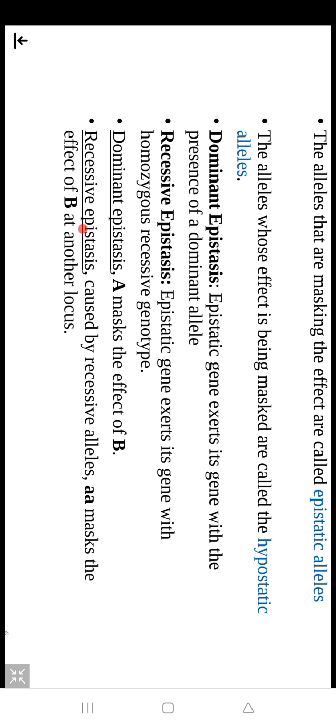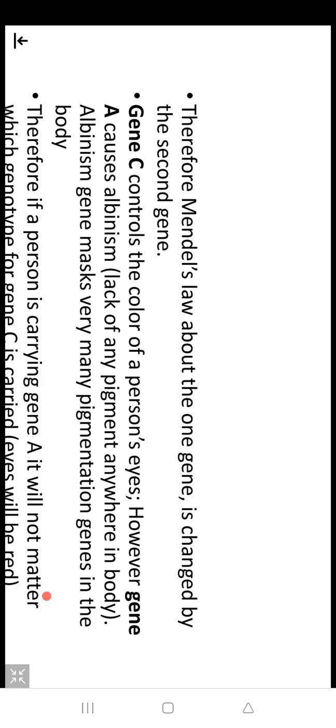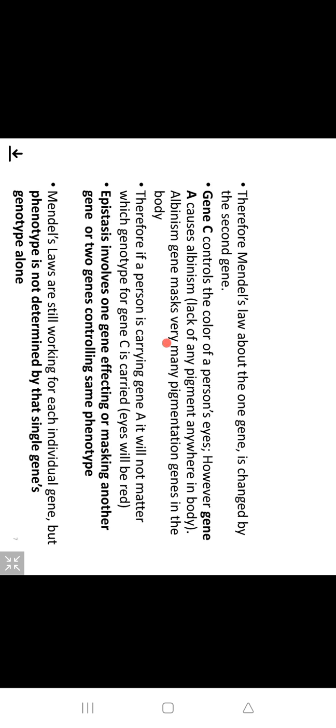Then a recessive epistasis is caused by a recessive allele. So the recessive allele has to be there in recessive form so that it can actually mask the effect of another gene in another locus. I hope you are following. Therefore, under epistasis, you find that Mendel's laws about one gene are changed by the second gene. So you find that one gene will be affected by the other gene.